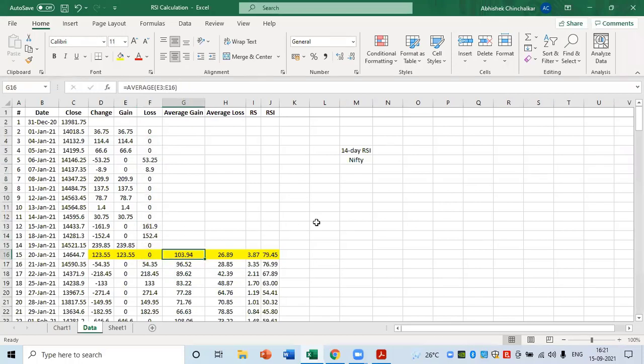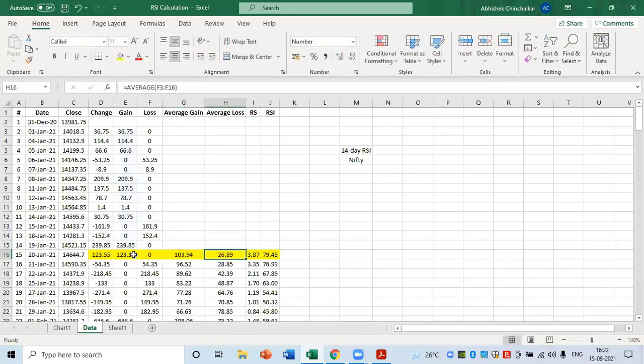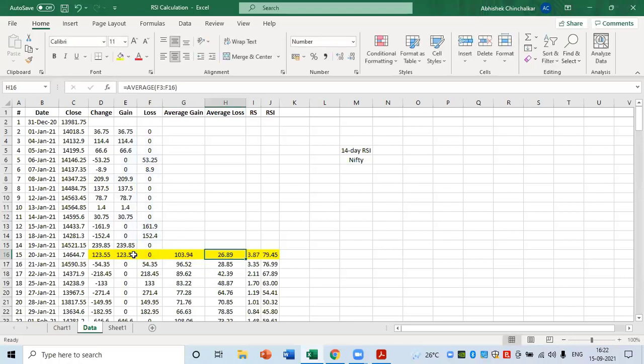As I said previously, the first average gain that you calculate will be based on a simple average. So you can use the Excel formula AVERAGE: the average gain will be the average of cells E3 to E16. Similarly, the first average loss will also be based on a simple average, so it will be the average of F3 to F16.